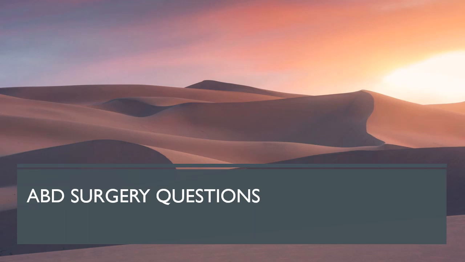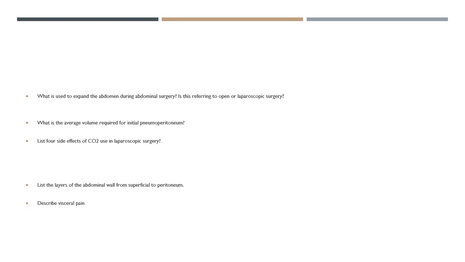Alright, abdominal surgery questions. What is used to expand the abdomen during abdominal surgery? Is this referring to open or laparoscopic surgical procedure? CO2 is used to expand the abdominal cavity during surgery, and this is used for both open and laparoscopic procedures.